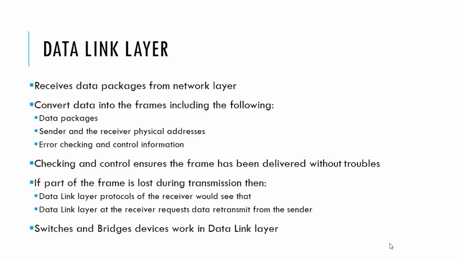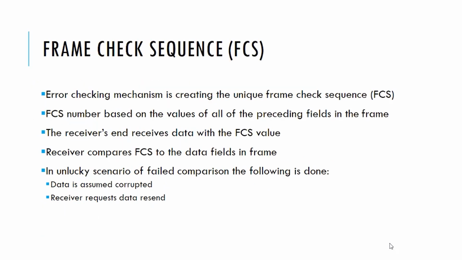The switches and the bridges are devices that work in the data link layer, work in both layers, physical and data link. Switch and bridge work in layer 2. The frame check sequence, FCS, is the error checking mechanism that is created at the data link layer. The FCS is a number based on the values of all the preceding fields in the frame. The receiver receives data with the FCS value.